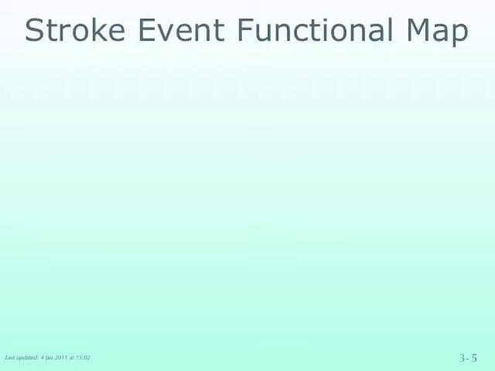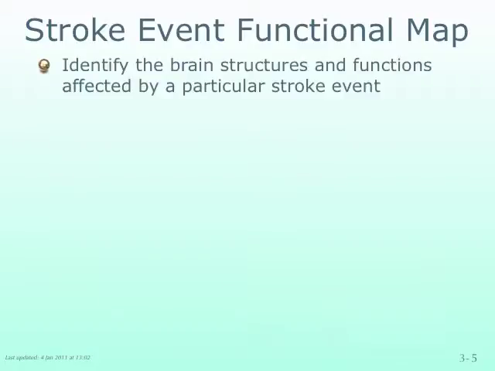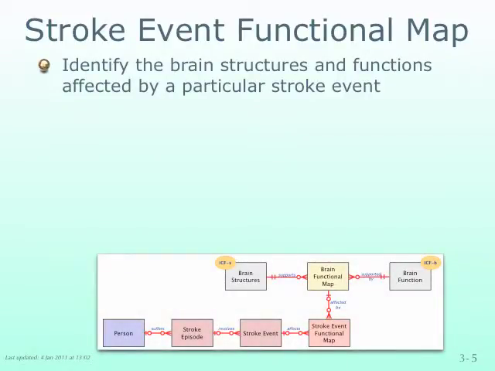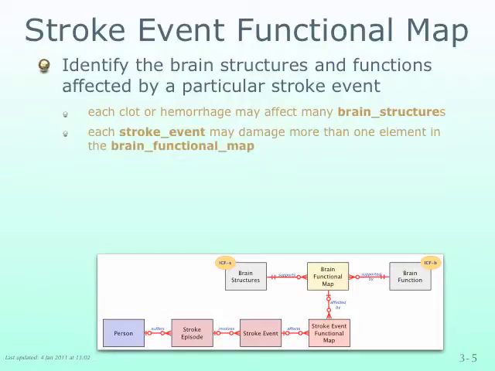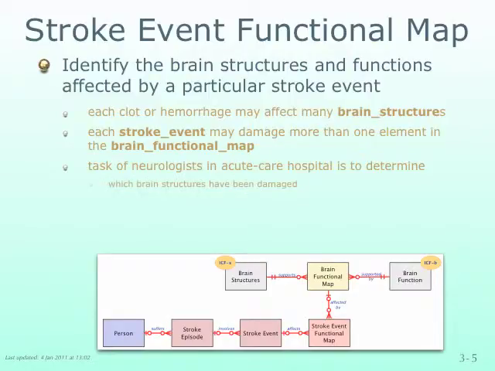During the course of neurological investigations, it should be possible to identify the brain structures and brain functions affected by each stroke event. And because each ischemia or hemorrhage may affect a different brain structure, each stroke event may affect one or more elements in the brain functional map described earlier. So one task of neurologists in an acute care setting is to determine which brain structures have been damaged and which brain functions have been affected by each ischemia or hemorrhage associated with a particular stroke episode.